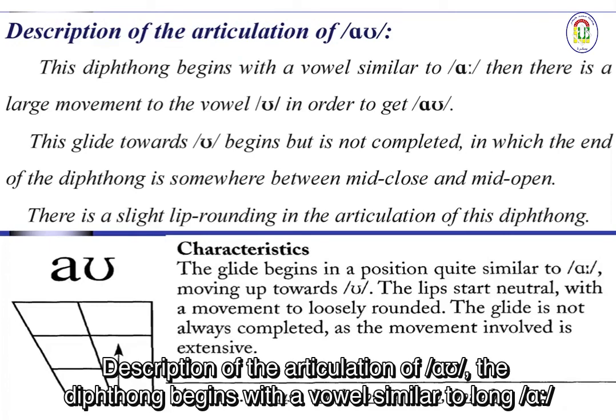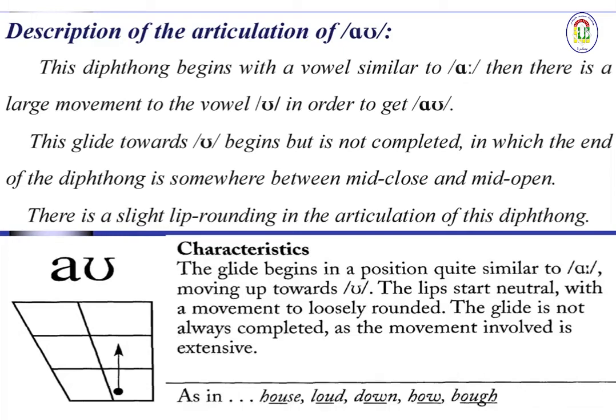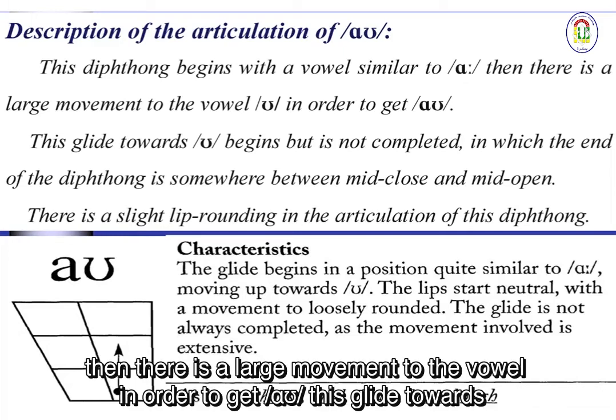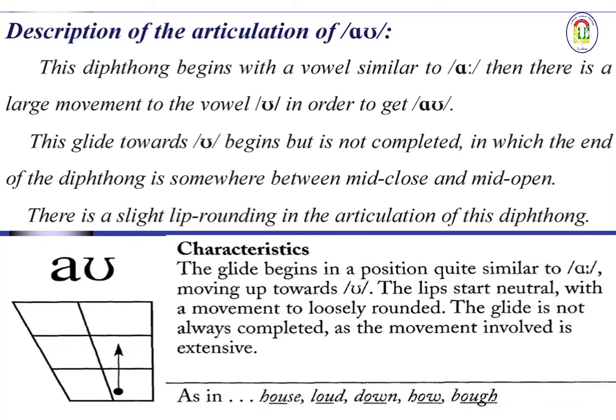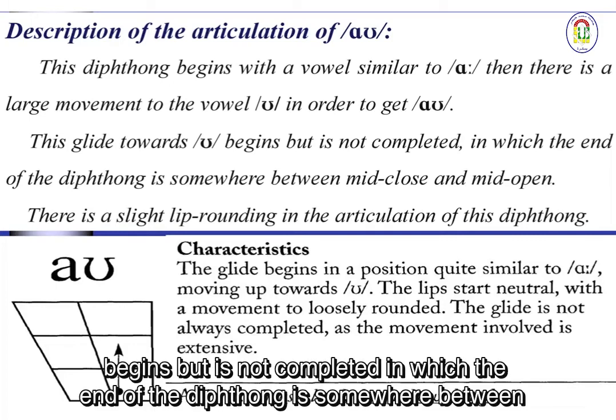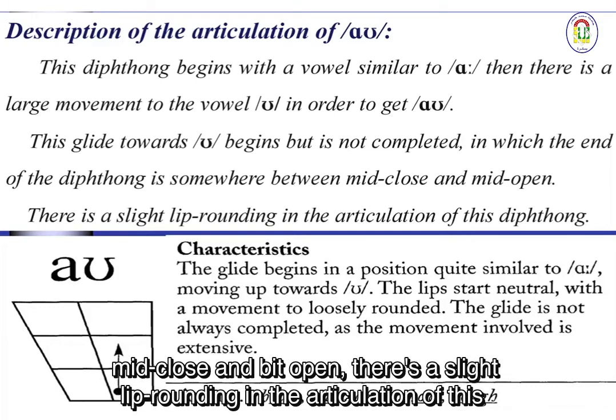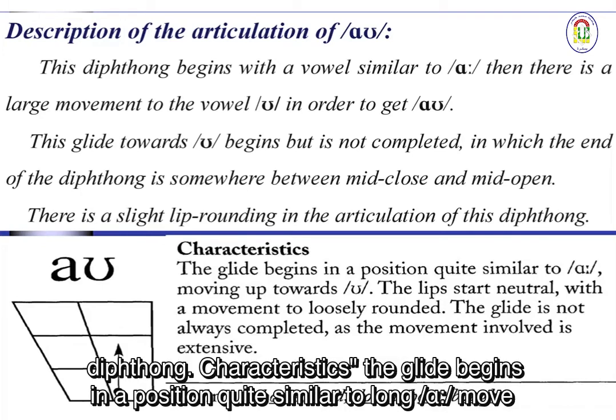Description of the articulation of ow. The diphthong begins with a vowel similar to long A. Then there is a large movement to the vowel U in order to get ow. This glide towards U begins but is not completed, in which the end of the diphthong is somewhere between mid-close and mid-open. There's a slight lip rounding in the articulation of this diphthong.